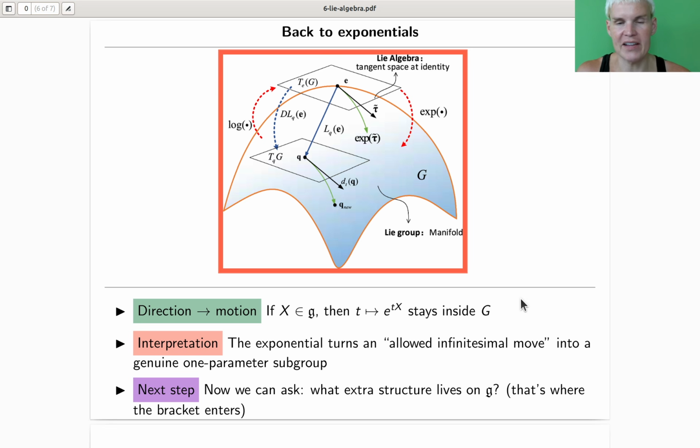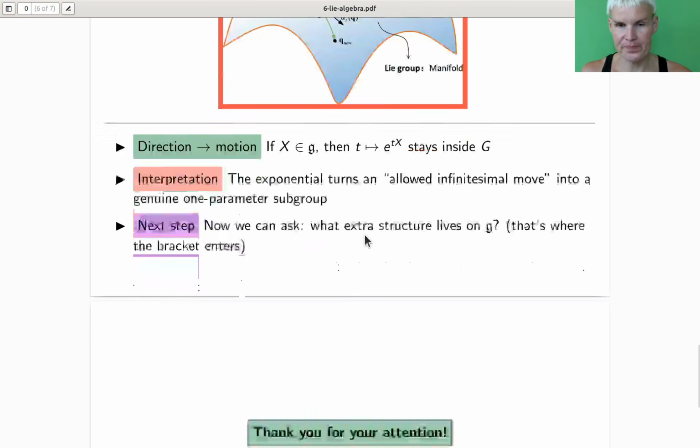So the only thing that is actually missing, and I was lying about it for a long, long time, is that there's some extra structure on G that we need to keep track of. It's not just the tangent space. It's a little bit more, and I'm trying to answer that in the next video.